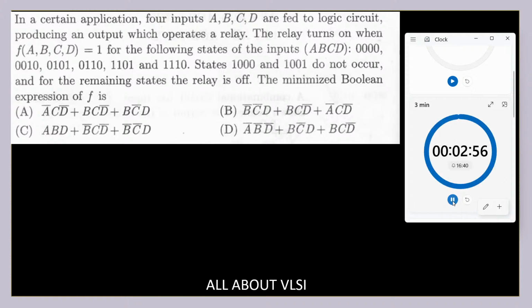In a certain application, four inputs A, B, C, D are fed to a logic circuit producing an output, where the states are all zeros, 2, 5, 6, 13 and 14, and states 1000 and 1001 do not occur. We need to find the minimized Boolean expression for the function. It's a simple question. Just try to solve it.